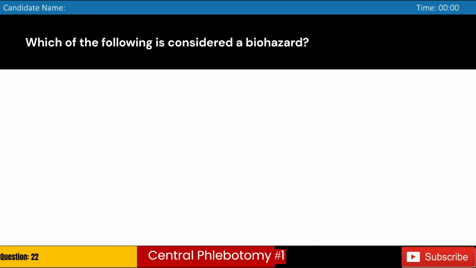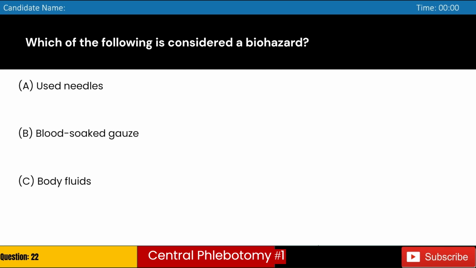Which of the following is considered a biohazard? A. Used needles. B. Blood-soaked gauze. C. Body fluids. D. All of the above. Answer D. Used needles, blood-soaked gauze, and body fluids are all considered biohazards.